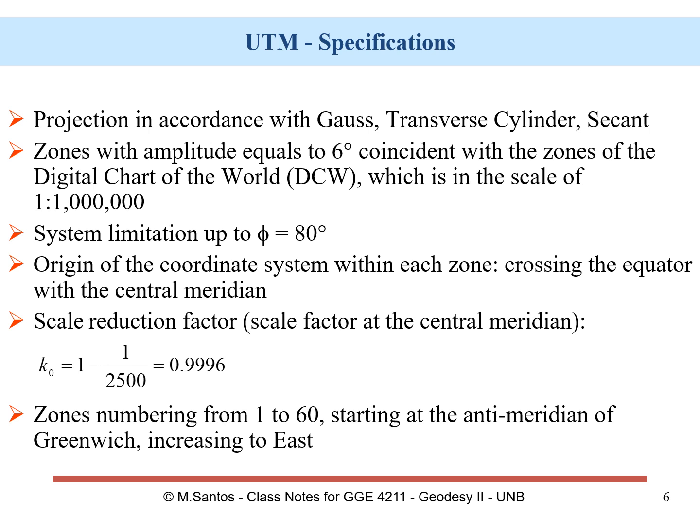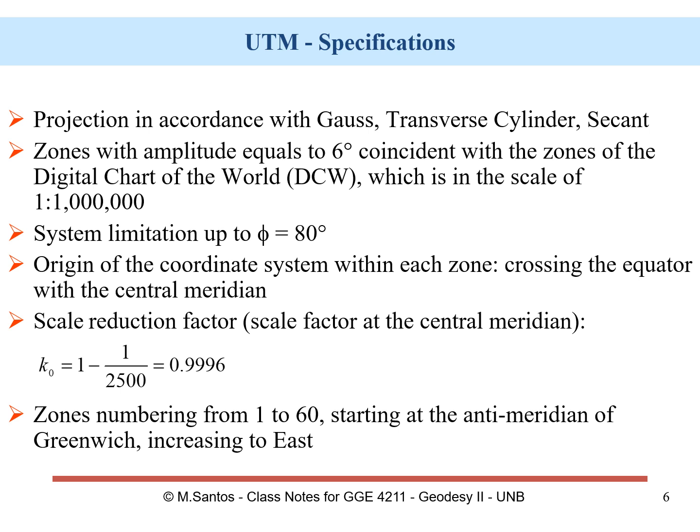UTM has the following specifications. It's a projection based on Gauss using a transverse cylinder and secant. The cylinder is secant, not tangent. The Earth is divided into zones with amplitude equal to 6 degrees, coinciding with the zones of the digital chart of the world, which is at the scale of 1 to 1 million.